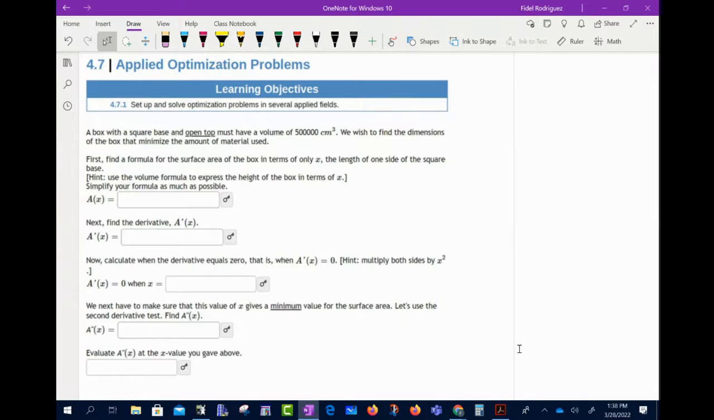The first one I think is a little bit more complex than the second one. The second one is going to be a pretty straightforward type problem, but this one does take a little bit more time to do. 4.7, y'all, are applied optimization problems.